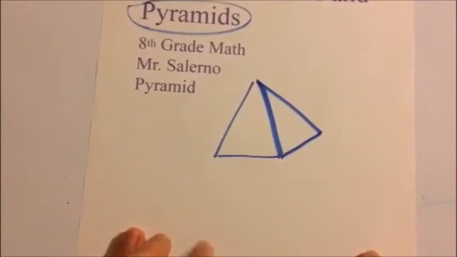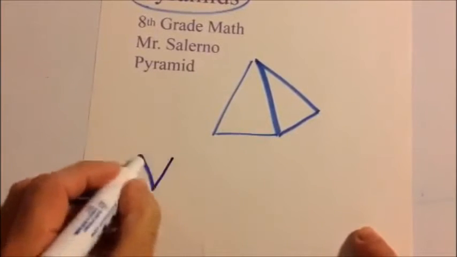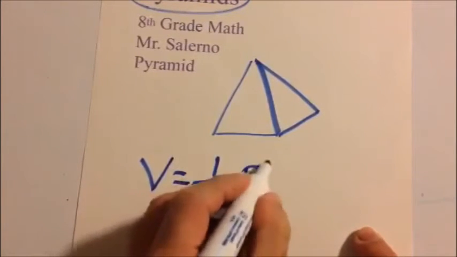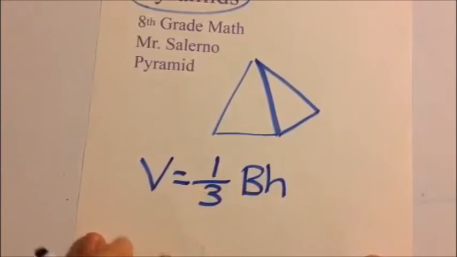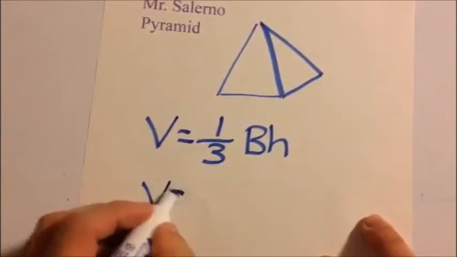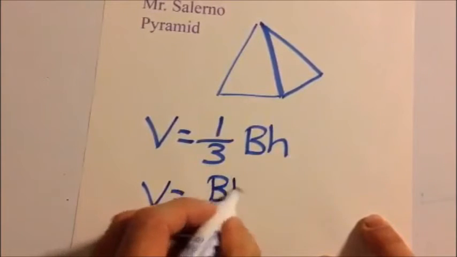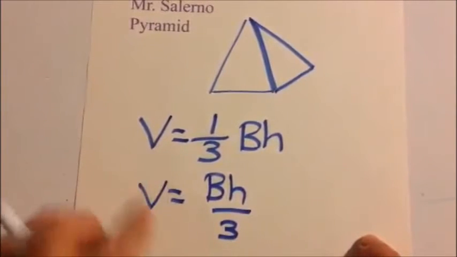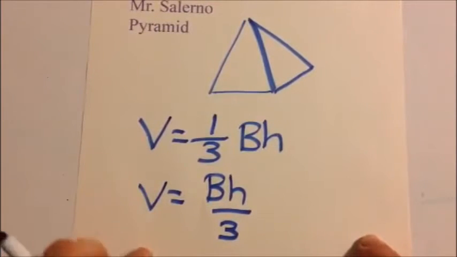So the formula, put it over here: volume equals 1/3 base times height. Now you can also write this as base times height divided by 3. So we have two formulas here we can use. Whatever one you prefer, you can use. So let's do an example.